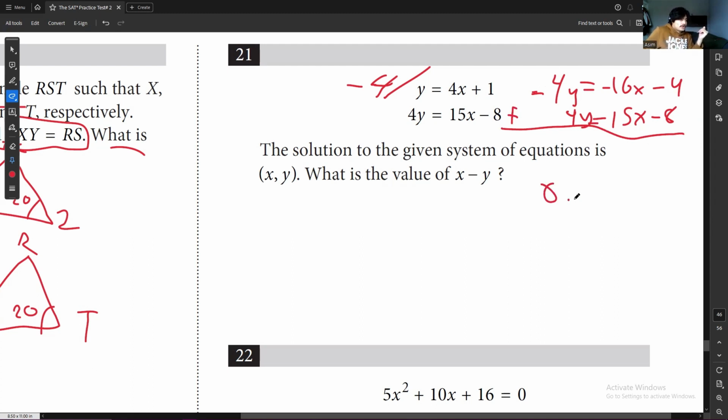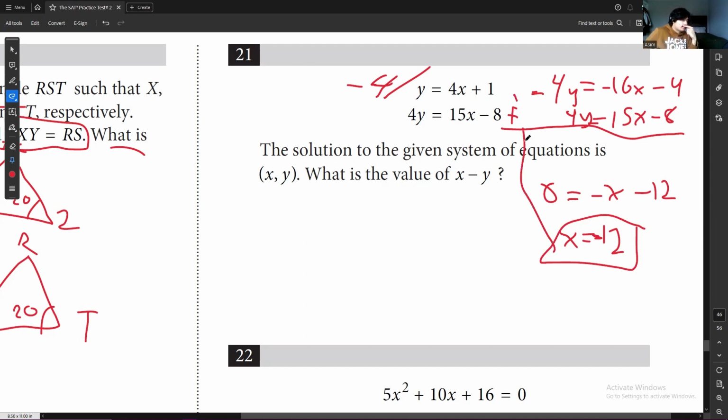So 0 equals -x, -12. Very sweet. So now x has to be equal to -12. My x is equal to -12. If I got this, I can just plug x into either one of the equations and get my y value. Let's plug it into this one because it's simpler. -12 times 4 is -48, plus 1 is -47, equals y.